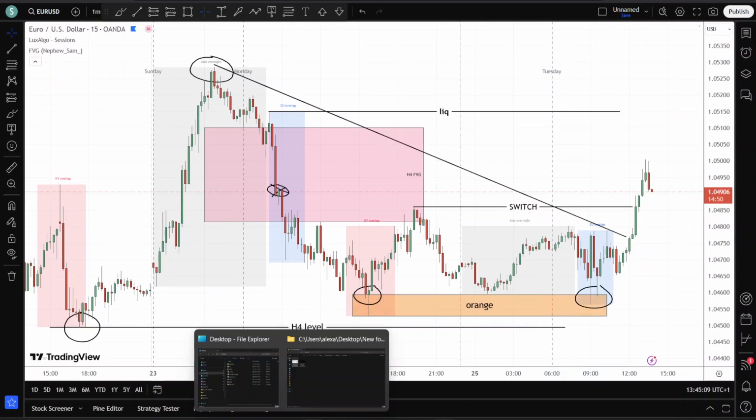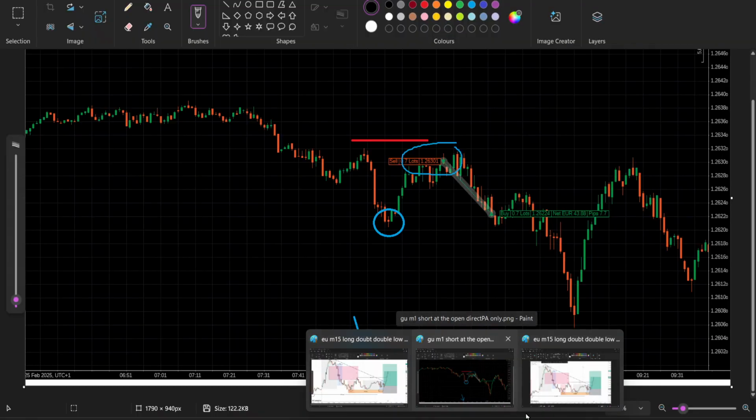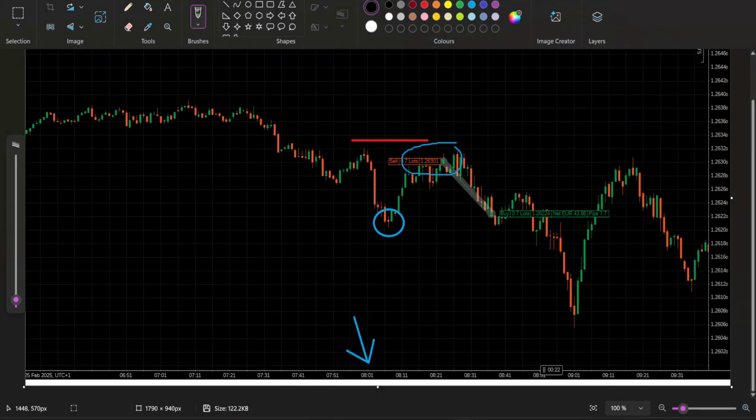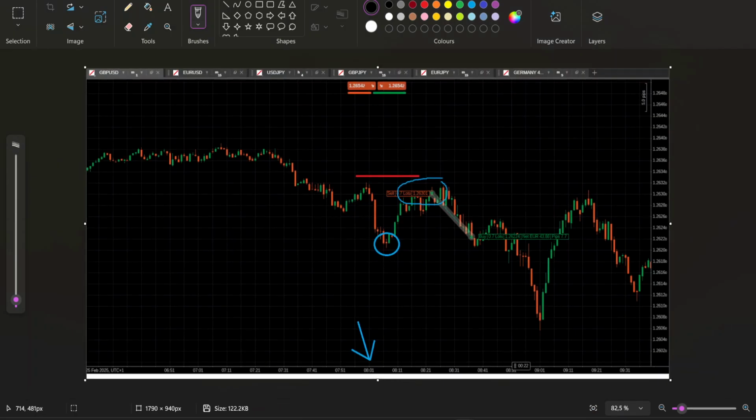Let's see. This, I think. Yeah, this is the cable, 1 minute at 8 o'clock. And it was going quite flat. This is a different setup. This is the direct price setup, right?